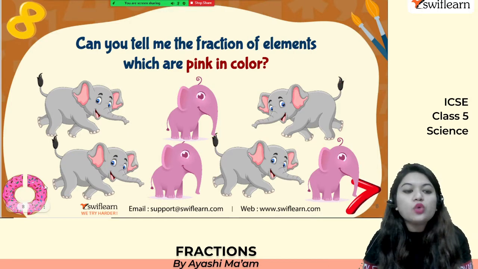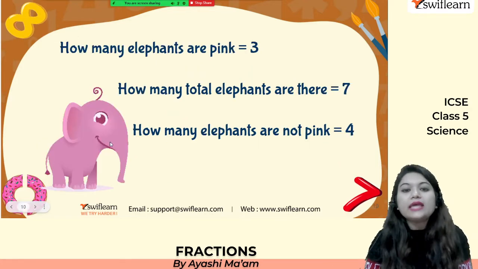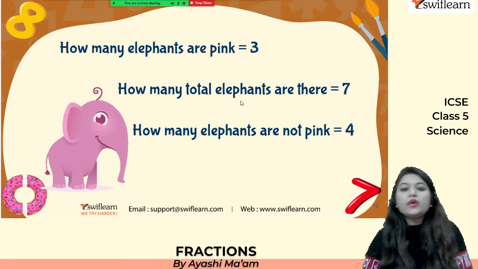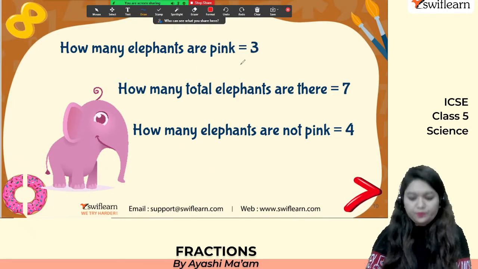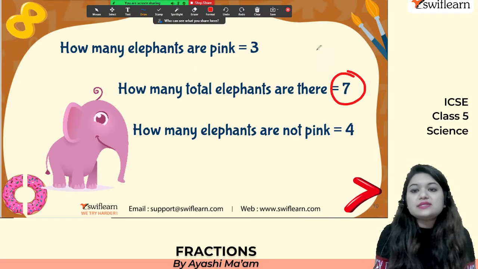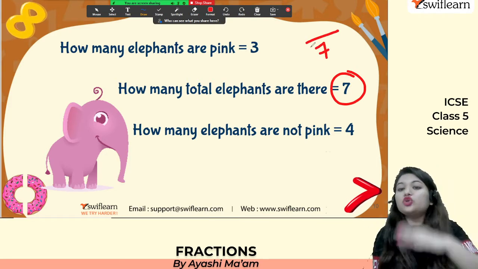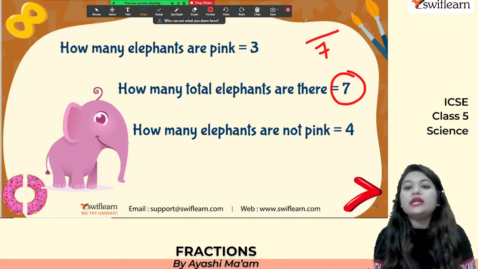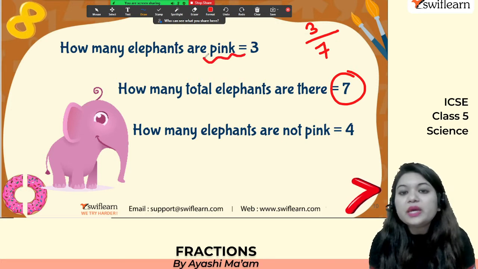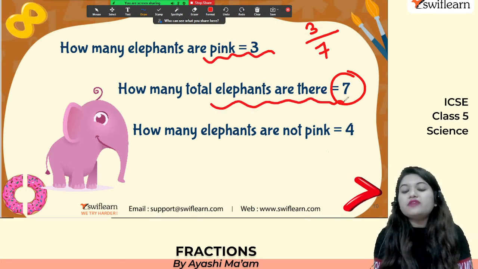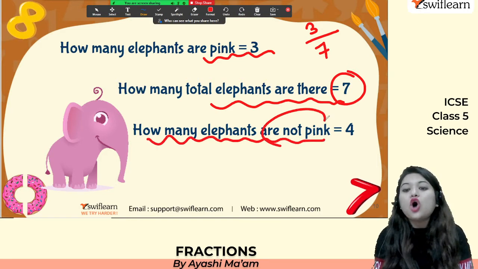Okay, this is how we solve problems related to fractions. So what information can we get with the help of this fraction? We can see that the total number of elephants is 7. Why? Because I told you that below the horizontal line, we write the total number of elephants and above the horizontal line, we write the number of pink elephants, right? So we can get that the number of pink elephants is 3. Total number of elephants there are 7. So we can also find out how many elephants are not pink, right?